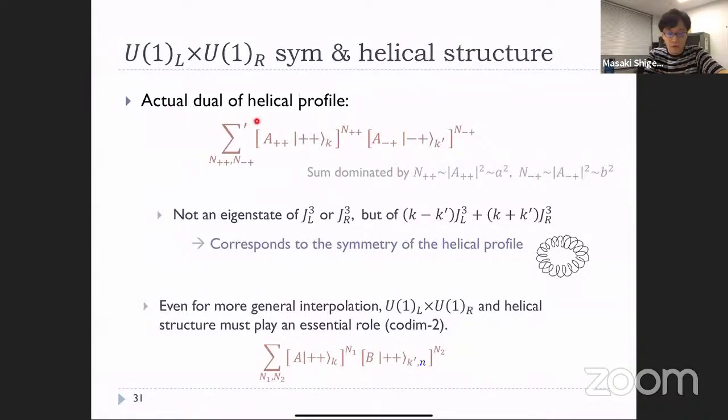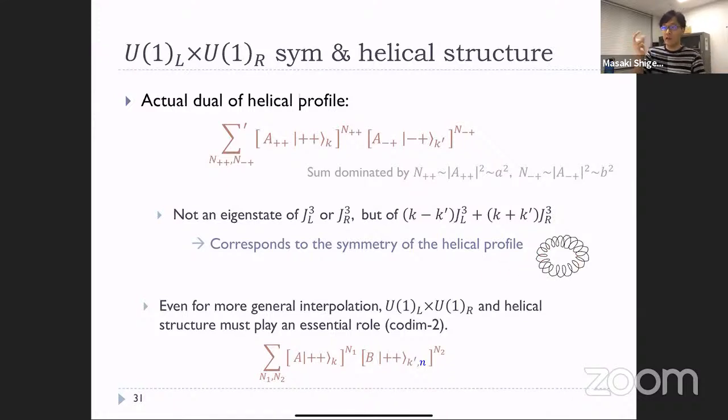So the actual dual of the helical profile is not just that direct product that I wrote down, but it's the coherent superposition like this. And you have to change these coefficients A+ and A- to interpolate. And the sum is dominated by some values of N+ and N-, which are related to A and B. And this state is not an eigenstate of JL3 or JR3, but it's an eigenstate of some particular combination of them. And this corresponds to the symmetry of the helical profile.